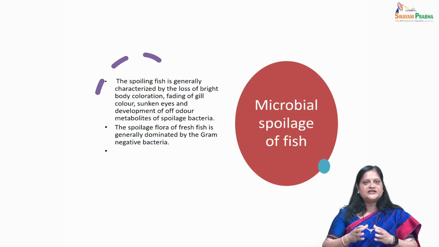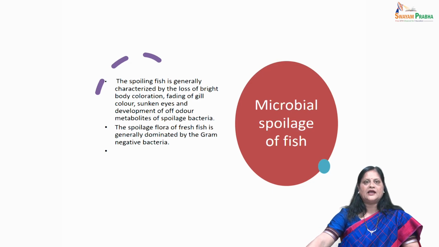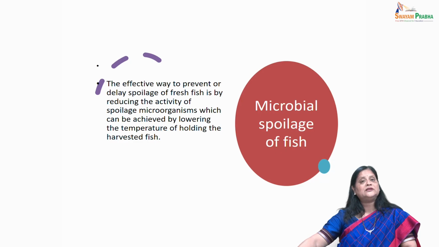The spoiling fish is generally characterized by the loss of bright body coloration, fading of gill color, shrunken eyes, and development of off-odor metabolites of spoilage bacteria. The spoilage flora of fresh fish is generally dominated by gram-negative bacteria. The effective way to prevent or delay the spoilage of fresh fish is by reducing the activity of spoilage microorganisms, which can be achieved by lowering the temperature of holding the harvested fish.